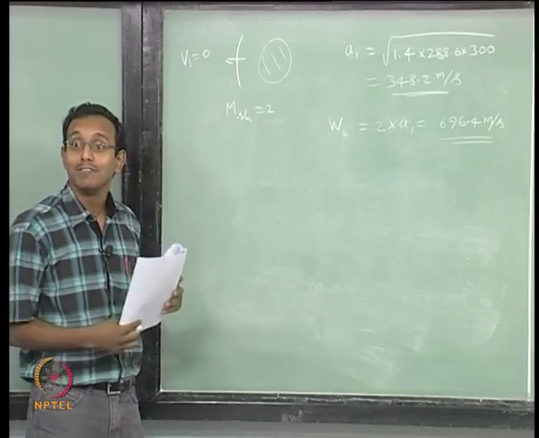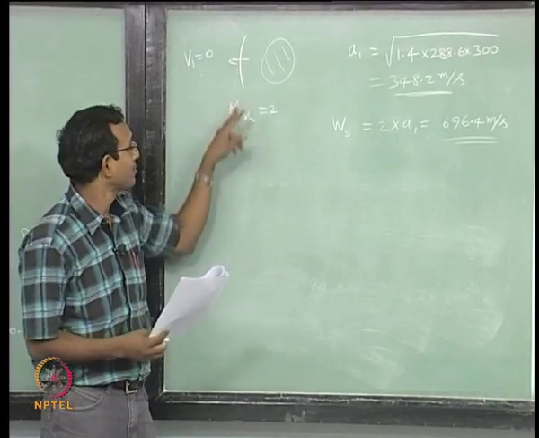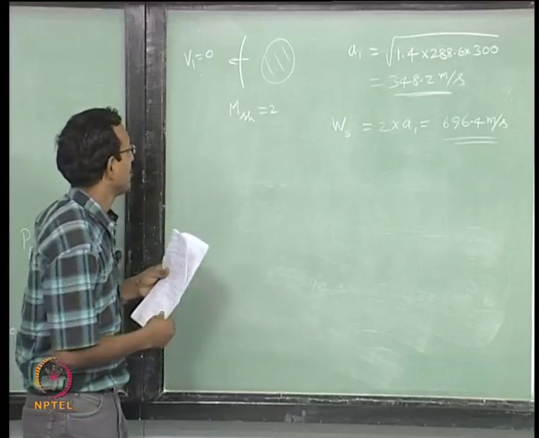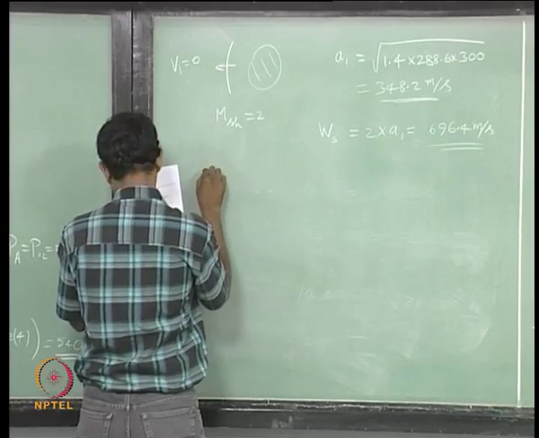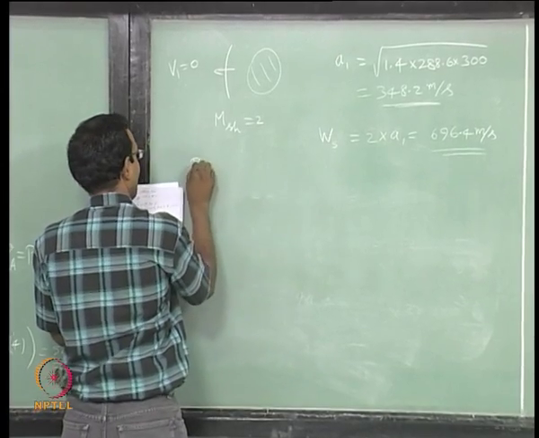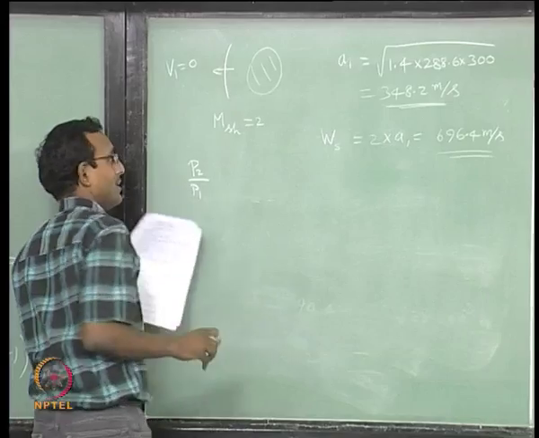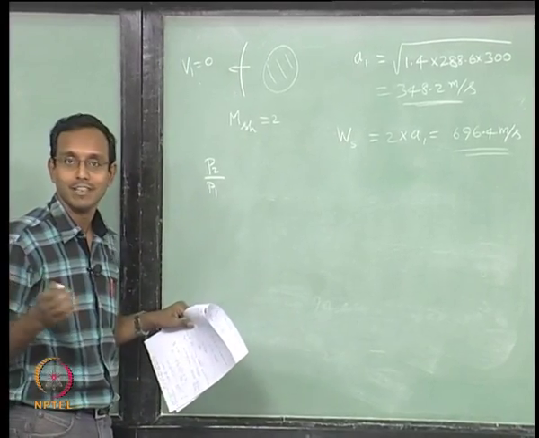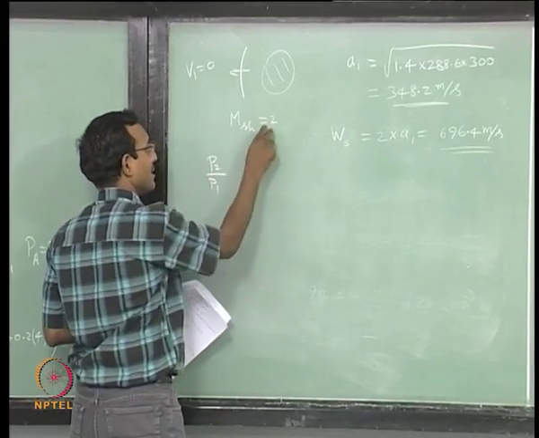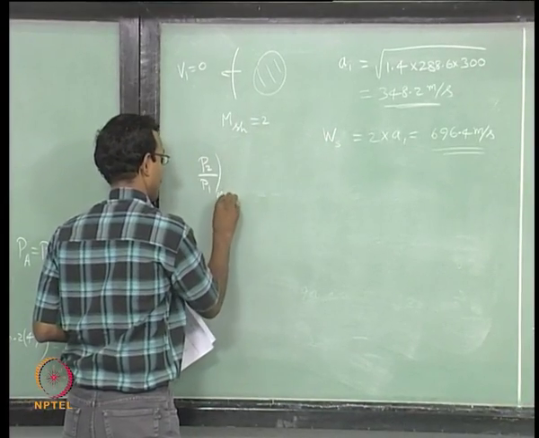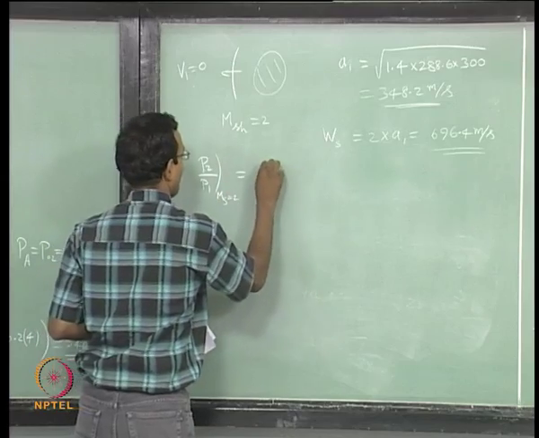Now, I want to find the velocity behind the shock caused by this shock. We have a formula directly, we will just use it. In all our formulas we had P2 by P1, so I will find P2 by P1 for shock Mach number equal to 2, and it happens to be 4.5.